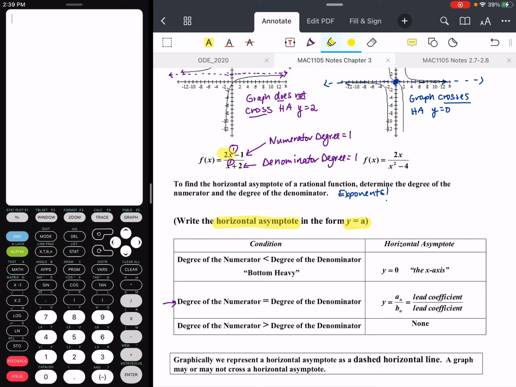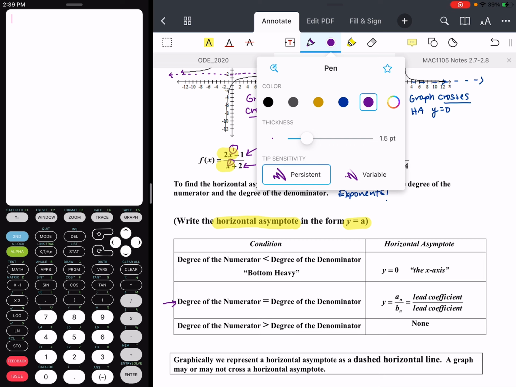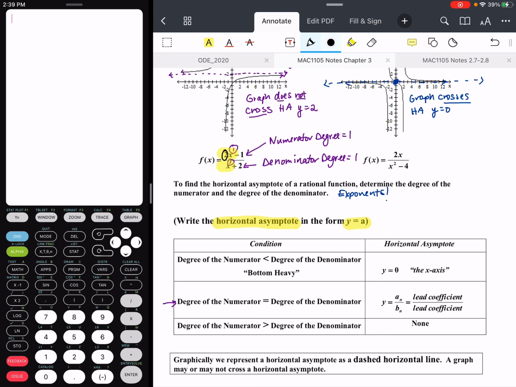So here are our two leading terms. The leading coefficients would be 2 and then 1 in front of that x. So y equals 2 over 1, coefficient over coefficient, which simplifies to y equals 2 for that horizontal asymptote. So when the degree of the numerator and denominator match, if they're both 1, if they're both 5, if they're both 2, that means you take a ratio of the leading coefficients. And that's the number that appears in your horizontal asymptote.